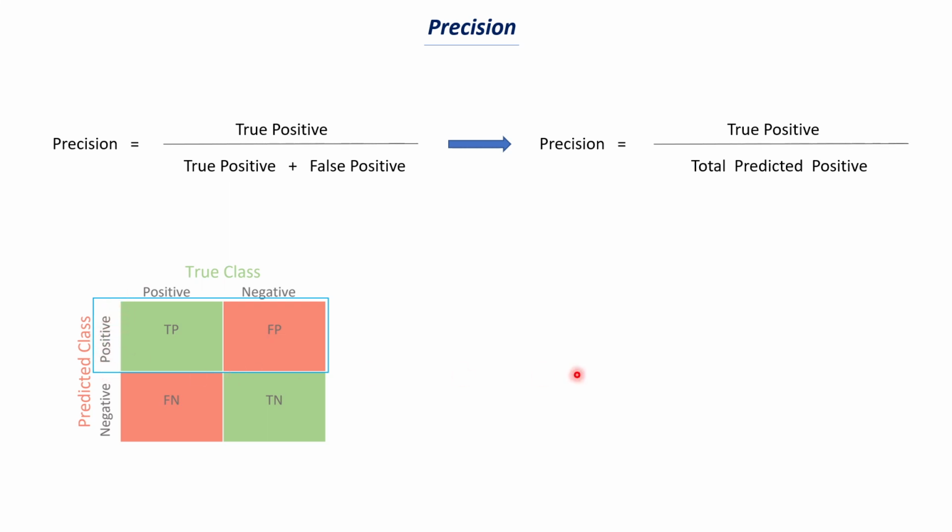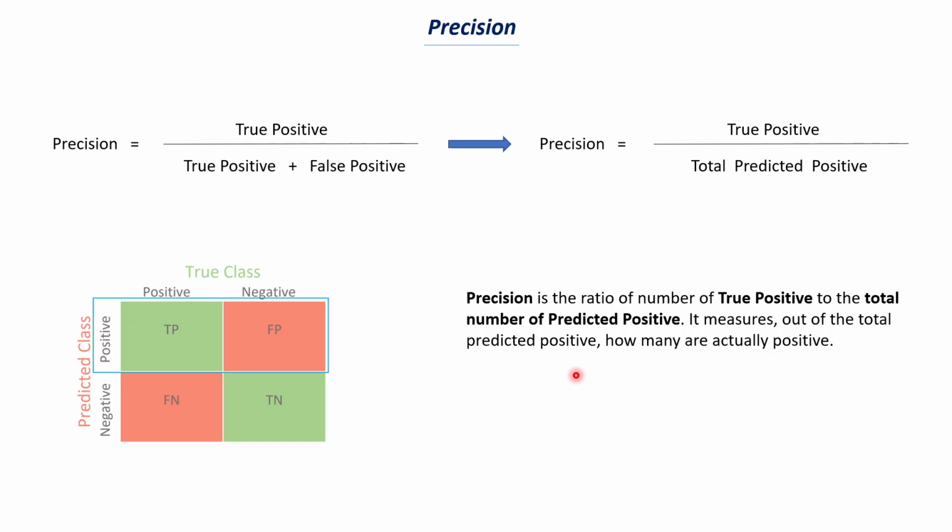Now let's try to understand what this signifies. Precision is the ratio of the number of true positives to the total number of predicted positives. It measures, out of the total predicted positives, how many are actually positive. So this is what precision means. We know it is a ratio, and the value ranges between 0 and 1. Now look at the second statement: it measures, out of the total predicted positives, how many are actually positive.